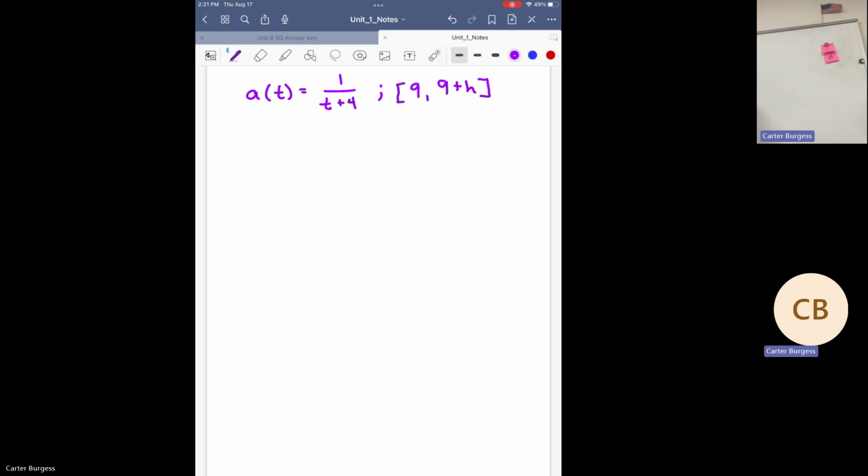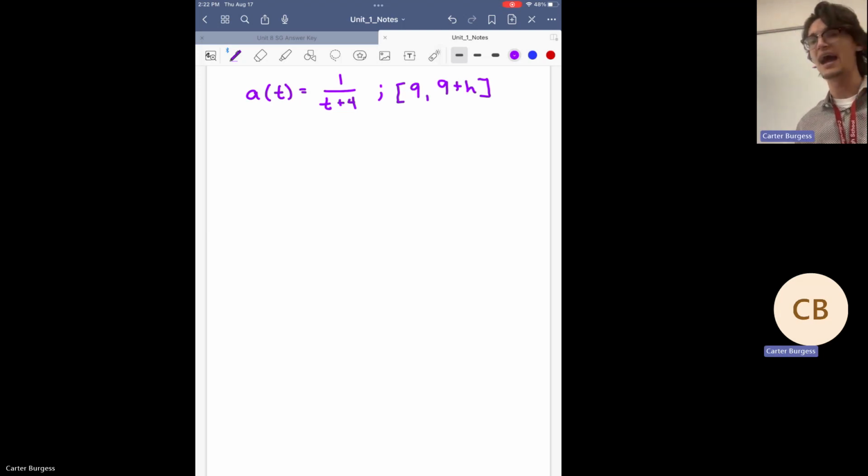If we were pursuing calculus, the goal would be to make this h as small as possible to get a really, really good idea of what's happening exactly at 9. This is not calculus. We are not going to be doing that. All right.